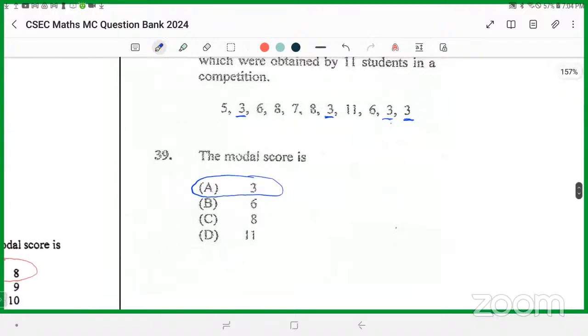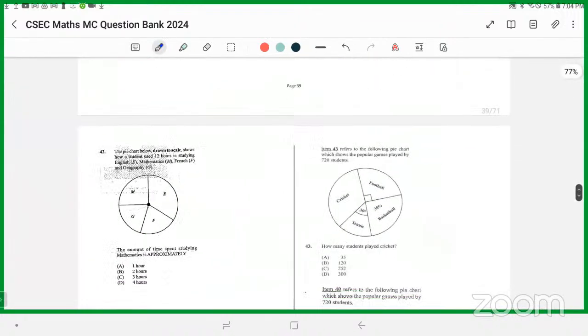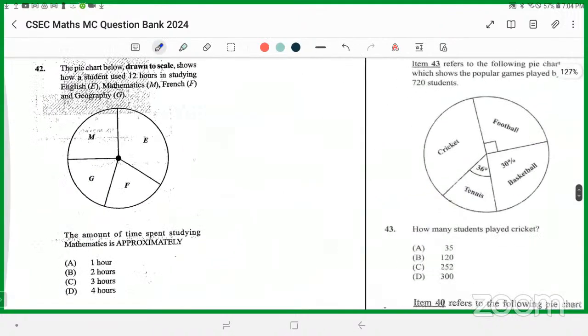One that had the highest frequency, the most frequently occurring score. All right. Easy so far. Then we're going to go on to some pie chart now.